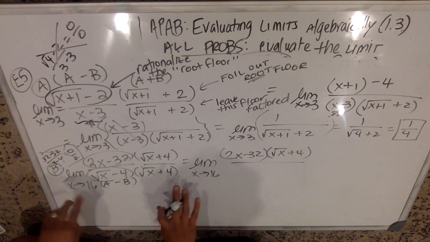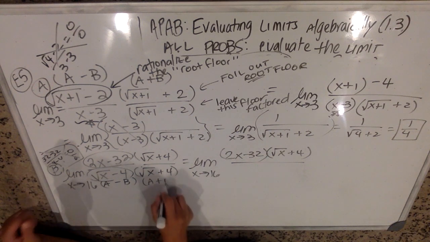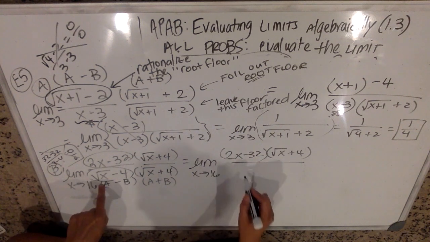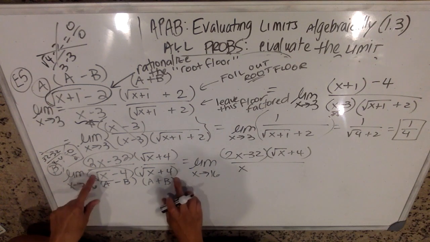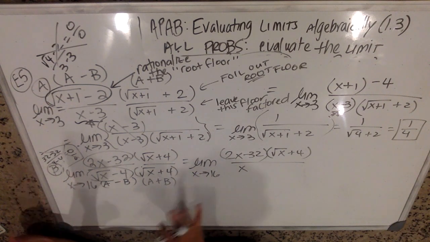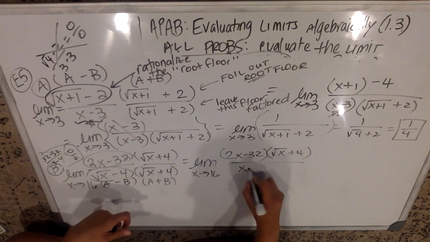On the bottom, when I FOIL my difference of squares, right, because this is an a plus b, my first ends up being root x times root x, which is just an x. My outer and inner cancel. I get a 4 root x minus a 4 root x. They're gone. That's what happens with a difference of squares. And then I get a minus 16.